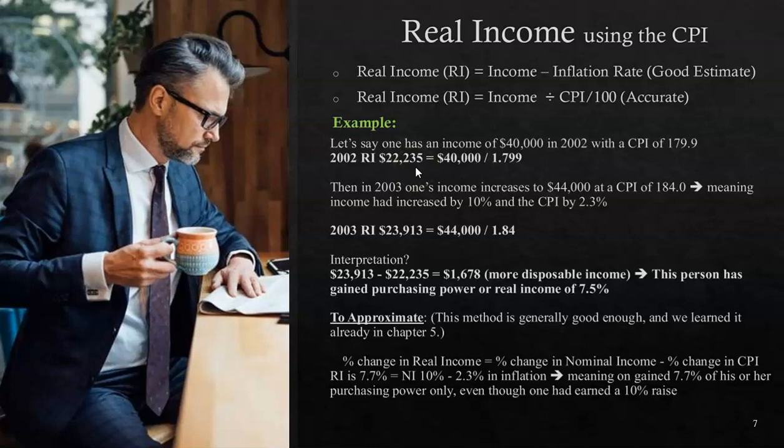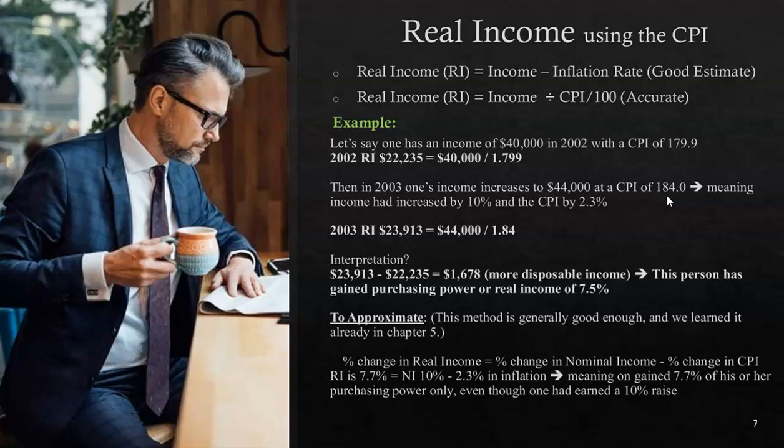So if you want to know if the raises you're getting actually helped, in the year 2003, this person's nominal income jumps up quite a bit. It jumps up to 44,000. This is a significant jump, right? It's a 10% jump in income. Well, what's the CPI doing? The CPI also increased. So the income went from 40,000 to 44,000, the CPI from 179.9 to 184.